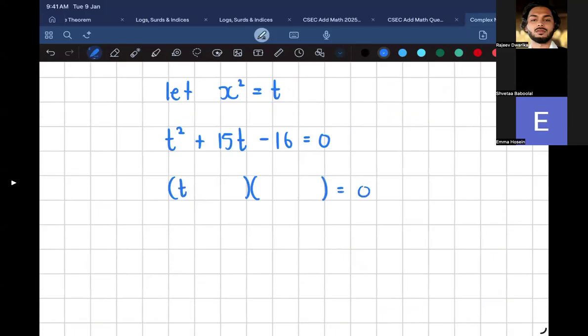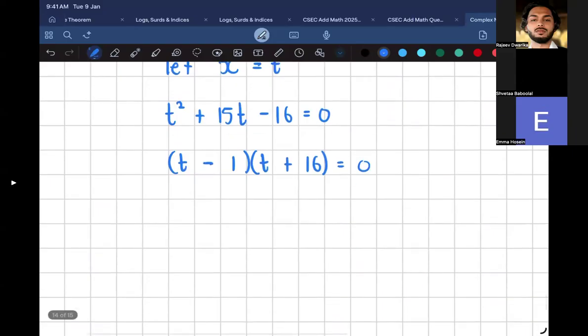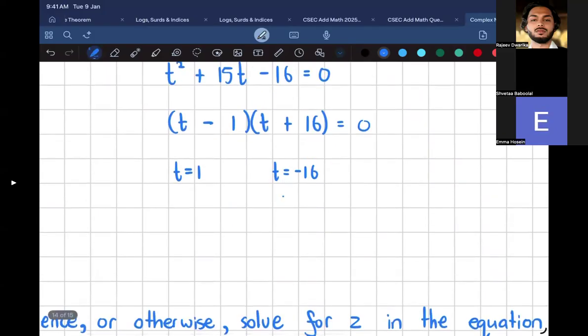Factorize this. t squared is t by t. To get 16, I could say 1 by 16. And to get back plus 15, I would say plus 16 minus 1. So t will be equal to 1. And again, our dreams have been crushed because t is equal to negative 16. Right? We can't use this one.